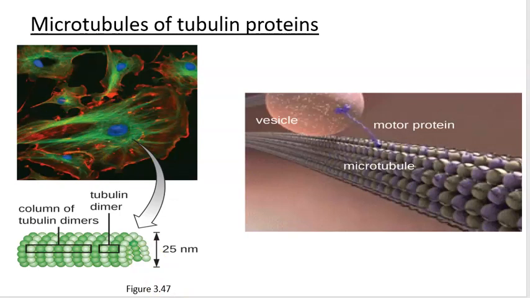And so they're going to be involved in moving things throughout the cytoplasm. And here we can see an example of a sac that is being carried along this microtubule by something that's known as a motor protein. So it's basically using this as almost like a road, and the motor protein is dragging that sac along the road that extends throughout the cell there.